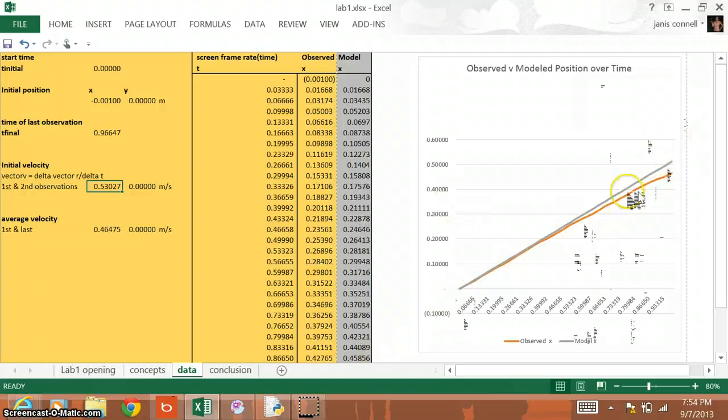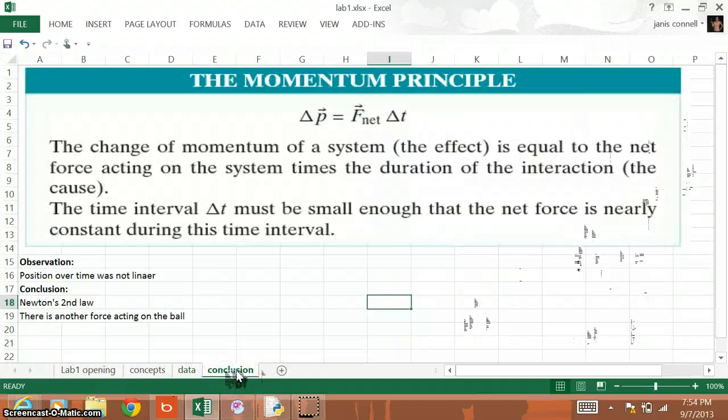And you can see that the model line is, of course, linear because we assume constant velocity. In reality, you can see that the velocity is slightly decreasing. My conclusion is that the observation was position over time was not linear, and that Newton's second law is in action, and that there is another force acting on the ball. In this case, it's probably friction.